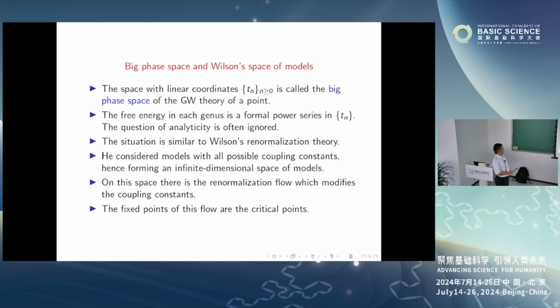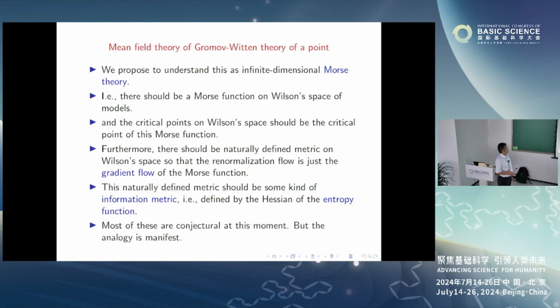He considered the models with all possible coupling constants. He considered all of them, and then he formed an infinite dimensional space of models. And on this space, there is something called the renormalization flow, which modifies the coupling constants. So those parameters will be called the running parameters because they can be modified by the renormalization flow. And the fixed points of the flow are the critical points. So the situation is similar. And here, I think that's probably the motivation behind Dijkgraaf and Witten's work.